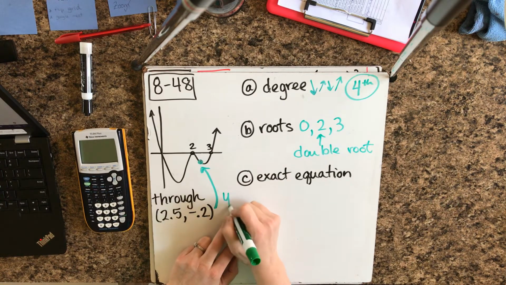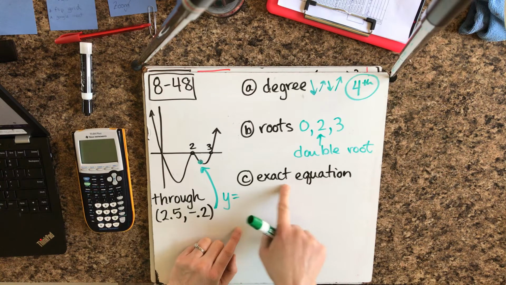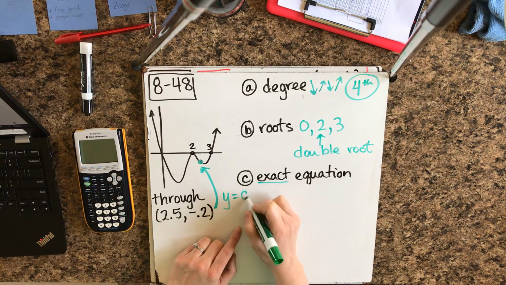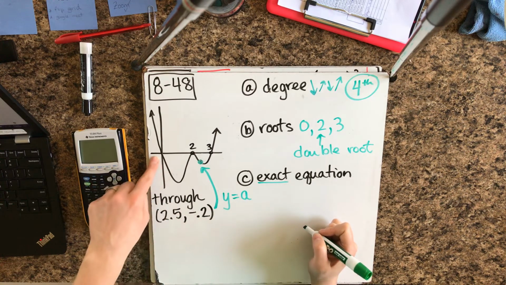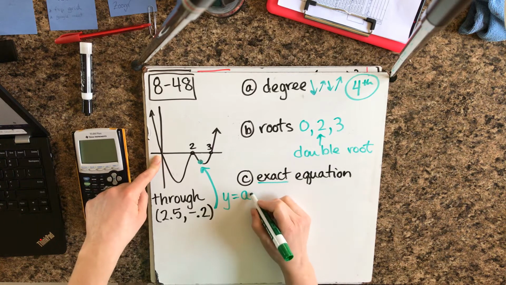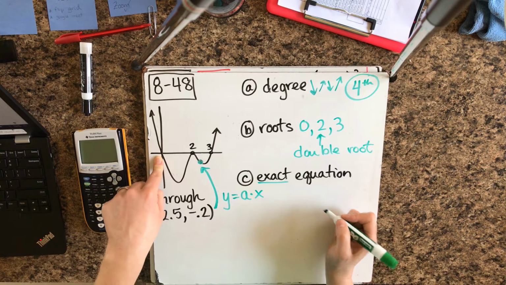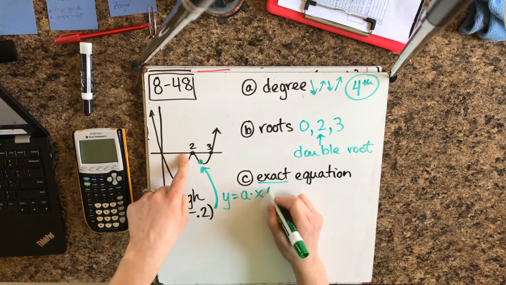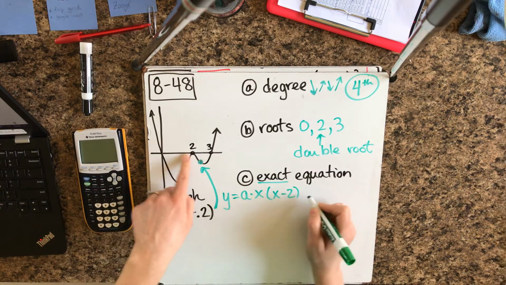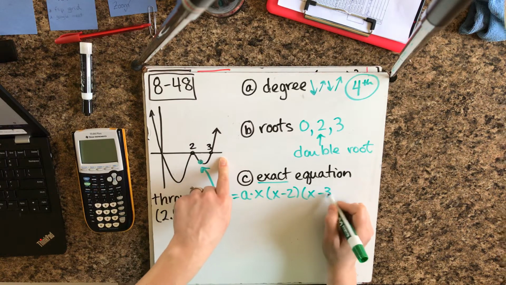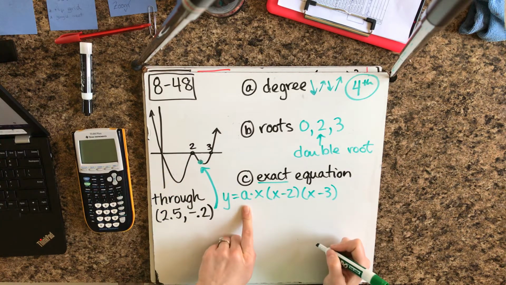So remember, we're going to start with y equals. The new thing when you see that word exact just means to put an a in front. Okay? It crosses at 0, so I'm just going to put an x. In parentheses, you could put x minus 0. That would be fine. You only need an x here. Then we're going to do an x minus 2 and an x minus 3. Okay? And we're out to find what the a value is.